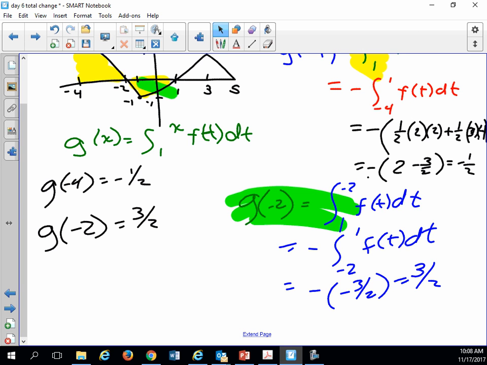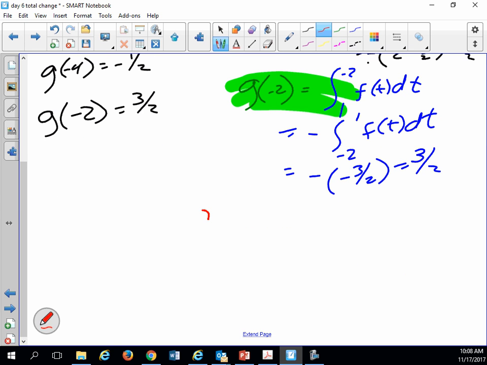What's the next one I have to do? G of 1. G of 1! Which would be from 1 to 1 of f of t dt. That was really easy. You're not going anywhere.